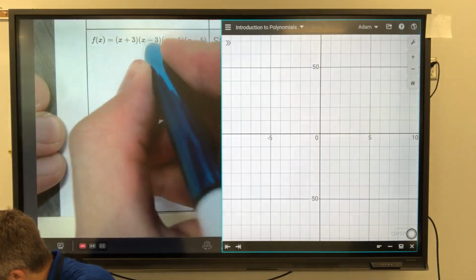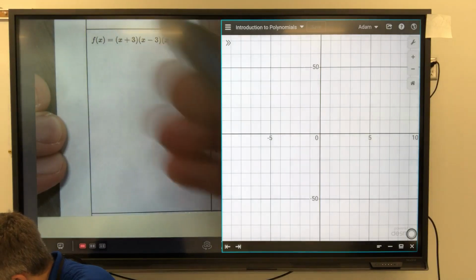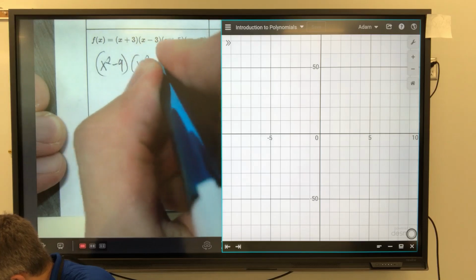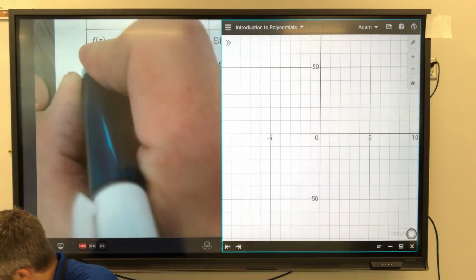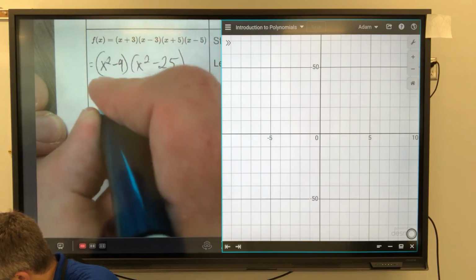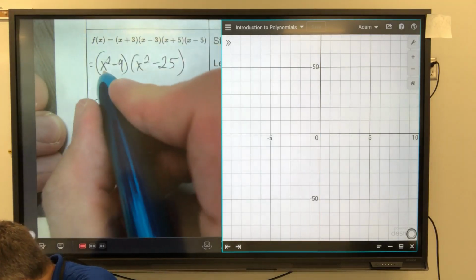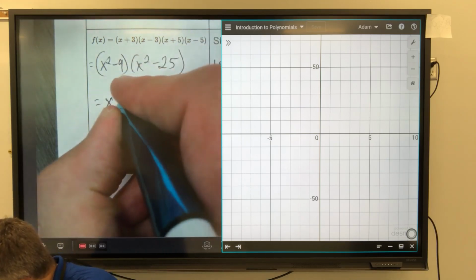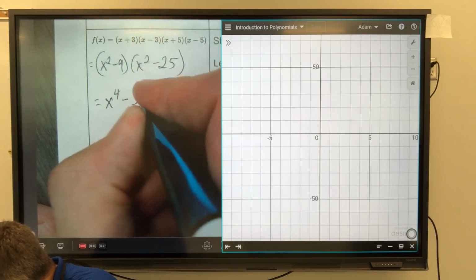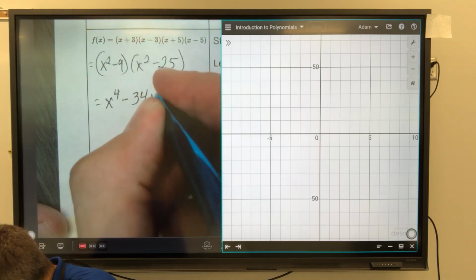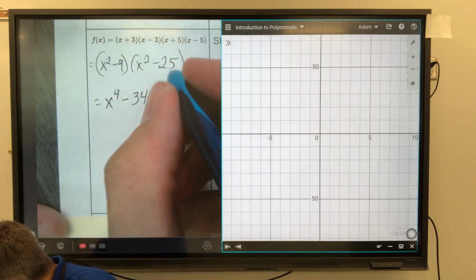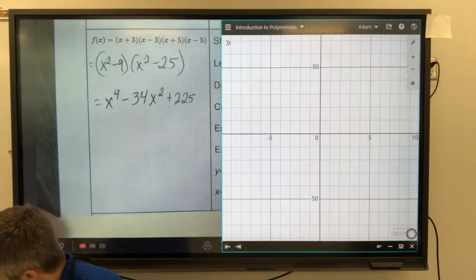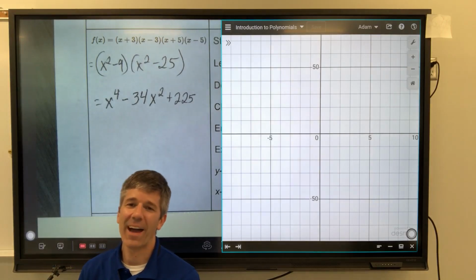Anyway, x plus 3 times x minus 3 is going to give me, let's switch colors here, x squared minus 9, and then x plus 5 times x minus 5, x squared minus 25. And now we're ready to multiply those together. That's going to be x squared times x squared, that's x to the 4th. And then x squared times -25, x squared times -9. -9 minus 25 is going to give me -34x squared. And then multiply 25 times 9, and that's going to give you 225. There we go. We now have standard form.